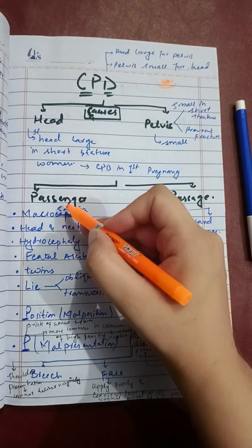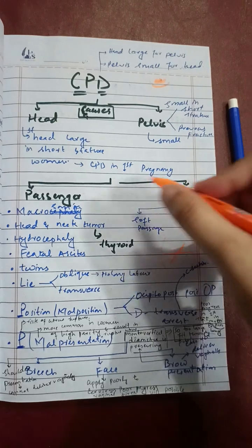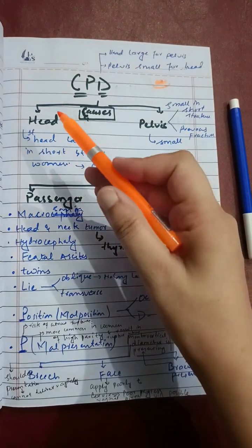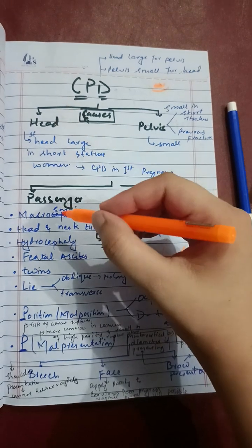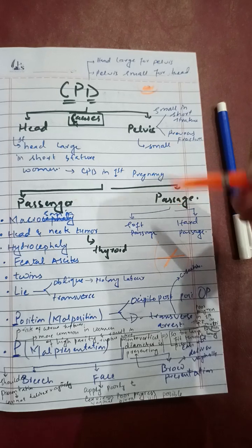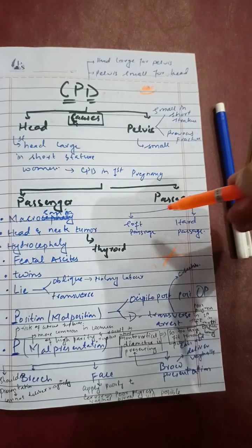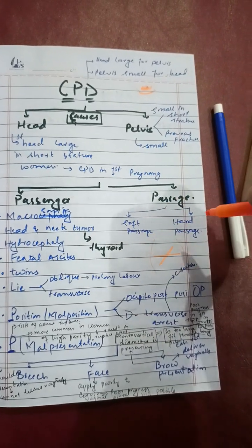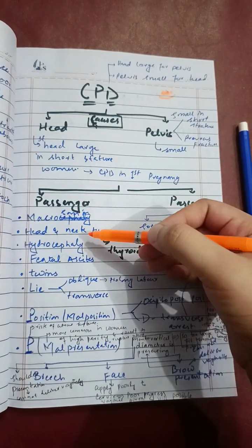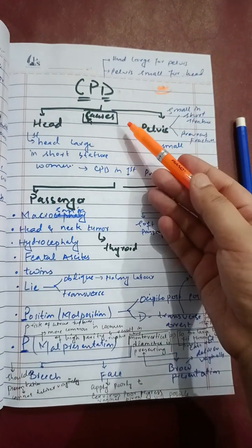So basically there are problems either in the passenger or in the passage. The fetus is called the passenger, or otherwise we can say the head of the fetus is called the passenger, or the whole fetus is called the passenger. In the passage there are basically two passages, the soft passage and the hard passage. What are the problems in the passenger which lead to cephalopelvic disproportion?